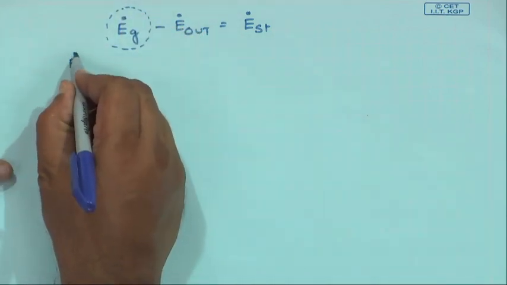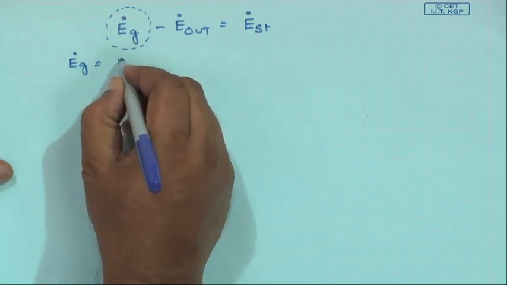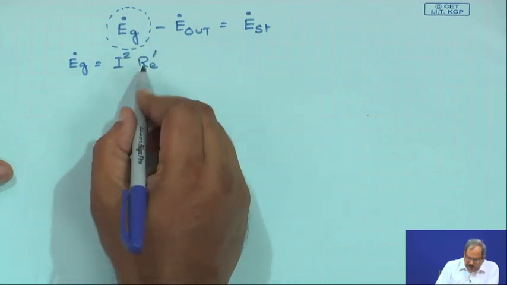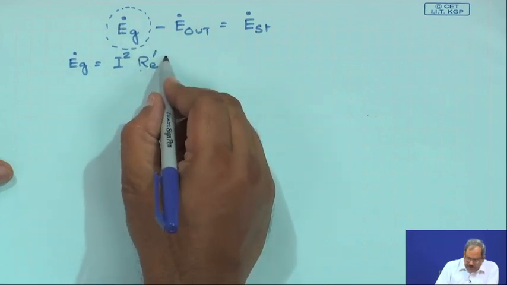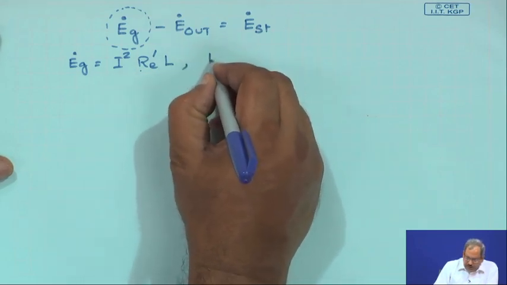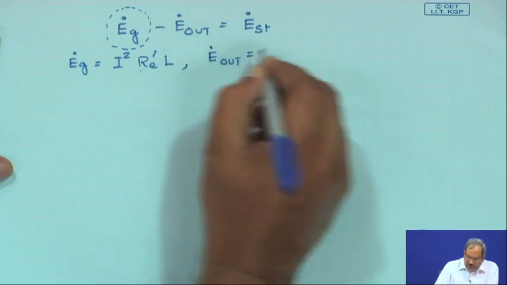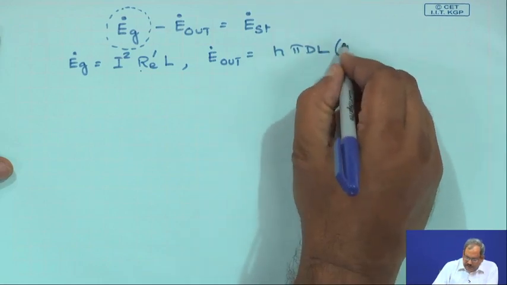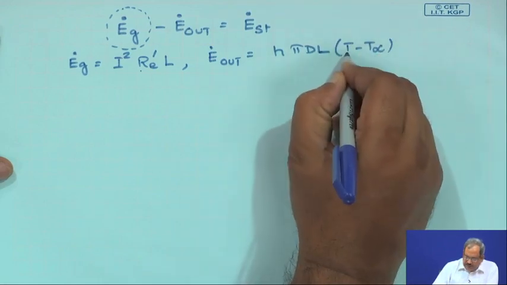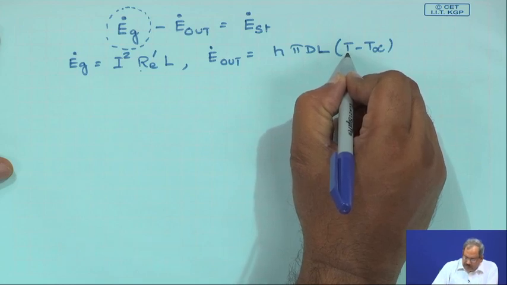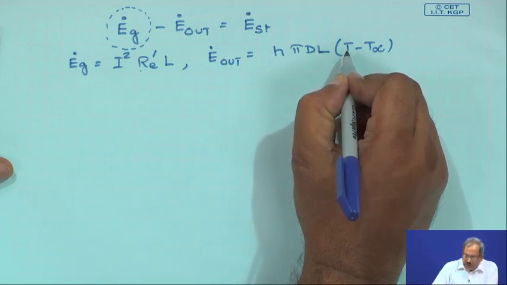Now, what is E dot G? If we express everything in terms of energy only, this is I squared R e prime, which is the resistance per unit length, times the length of the wire, and E dot out would simply be h times A, which is pi d times L, times (T minus T infinity). This T is the time varying temperature of the system, but since the Biot number is less than 0.1, the T inside the wire will remain constant.